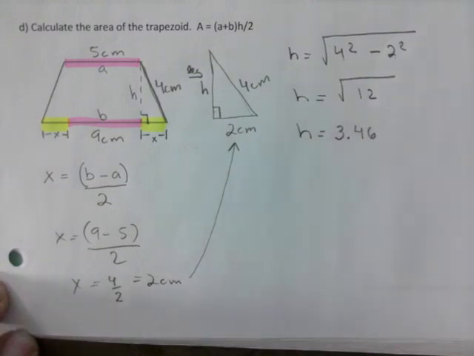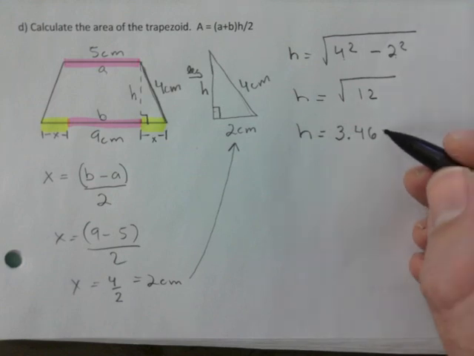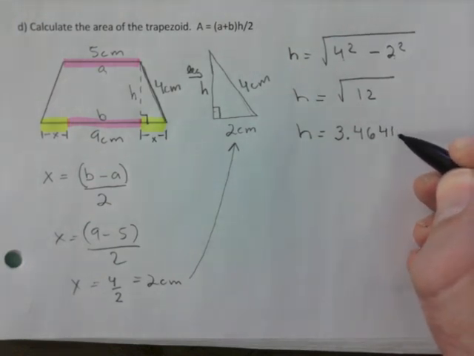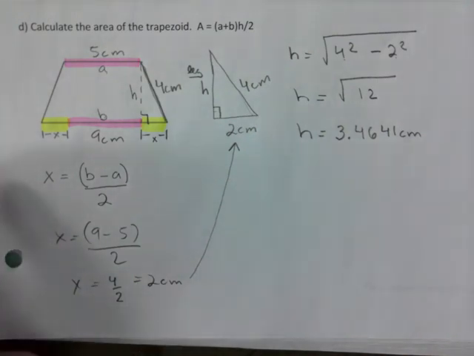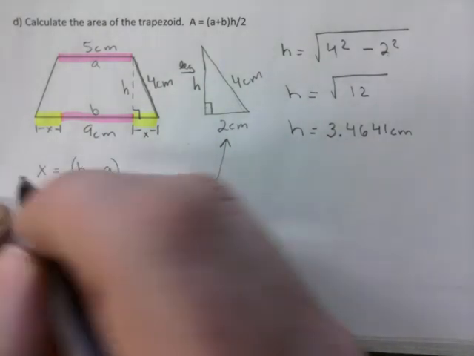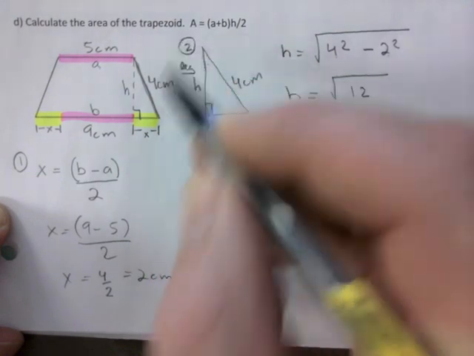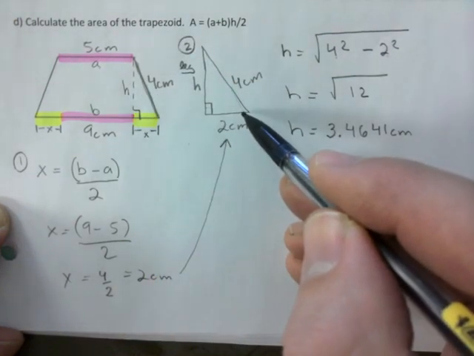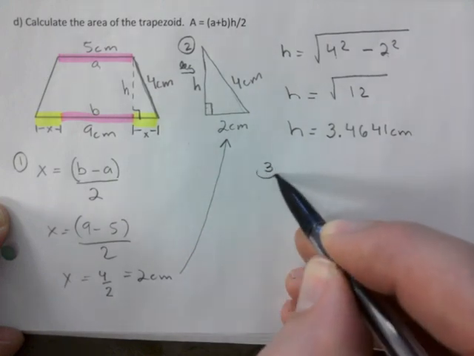3.46. And here's where I like to use not just 2 decimals, I use 4 decimals, because this is not my ultimate answer. I'm just going to use 4 decimals along the way. Let's break this down. I did this first. Then I did this second. I actually cut out my right triangle to find the height. And here's the third step: find area.